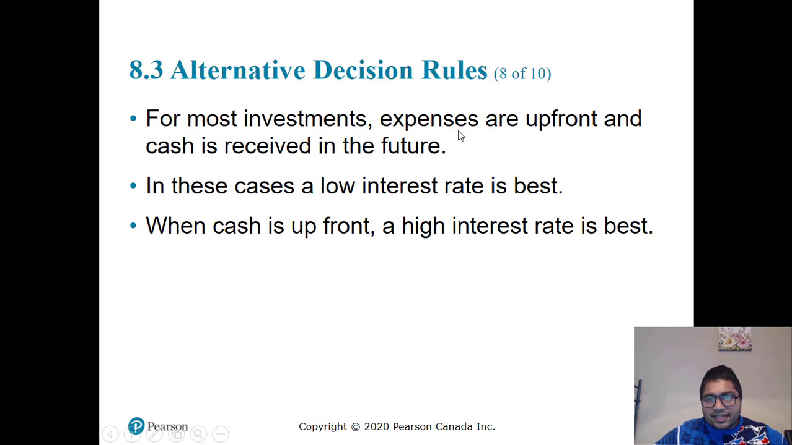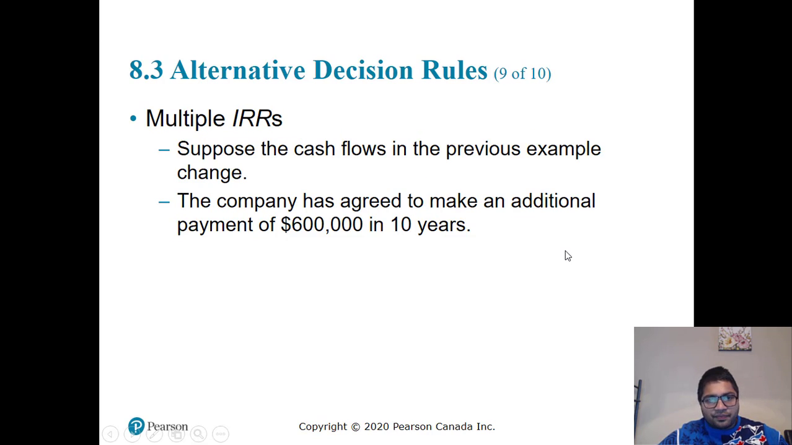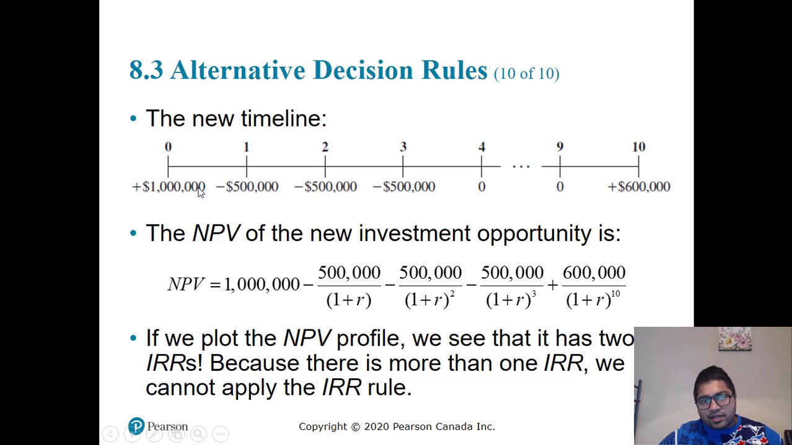For most investments, expenses are upfront and cash is received in the future. In this case, a low interest rate is best. When cash is upfront, a high interest rate is best. There are issues with multiple IRRs. Suppose that cash flows in the previous examples change. The company has agreed to make an additional payment of 600,000 in 10 years. So these are the cash flows, the new timeline. 1 million right now or 500,000 each year for the next 10 years, but 600,000 you have to again pay in 10 years.